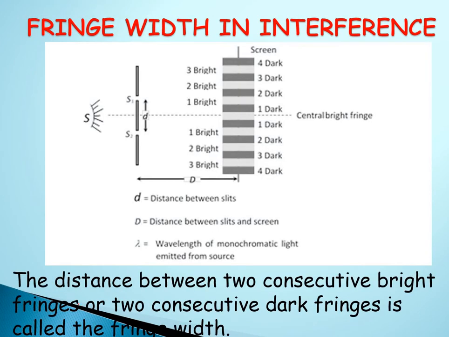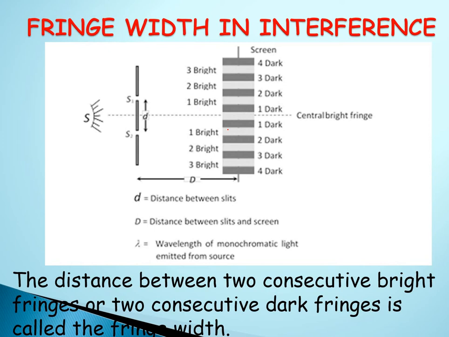Next we are going to study again something new, fringe width. From the name itself you can make out fringe width means width of the fringe. In this figure, you have already seen this figure before. This is the central maximum or the central bright fringe. Then first dark fringe, second dark fringe, third dark fringe, fourth dark fringe. First bright fringe, second bright fringe, third bright fringe.